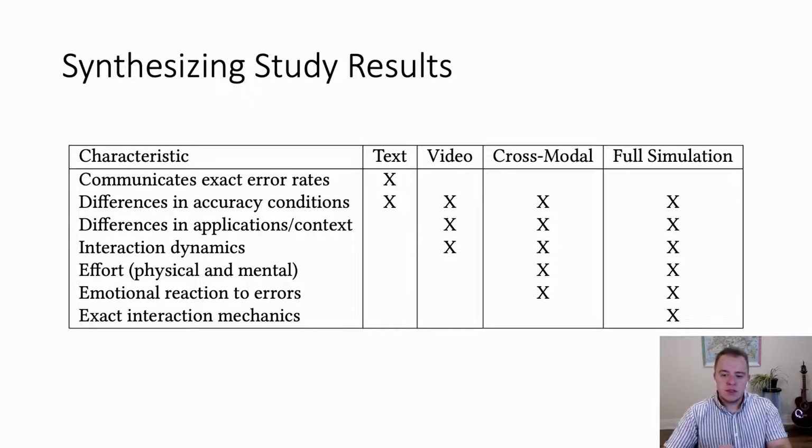And after concluding the 2 experiments, we came up with a list of characteristics related to error rates and whether each modality is capable of eliciting them. So as you can see, text is probably the most capable of communicating the exact error rates, since they're explicitly stated in writing, but text cannot conceptualize the difference between the applications, the context, and the interaction dynamics, such as time. The amount of effort and emotional reaction to errors, such as frustration, can only be communicated in an actual interactive version, such as the Cross-Modal tablet version or full simulation VR version. But lastly, the exact interaction mechanics can only be elicited in the full simulation version.